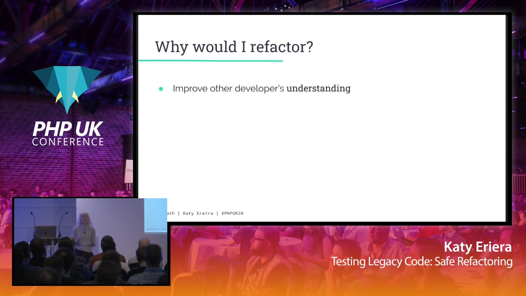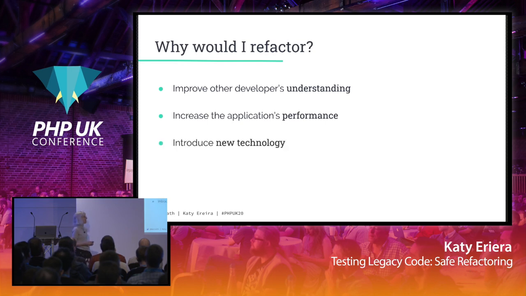To improve other developers' understanding of the code. That improves developer velocity, you get more done. You can also improve the application's performance. So, for example, if you're changing an algorithm slightly, so you achieve the same result but in a more performant manner. You can use it to introduce new technology, for example, upgrading your applications to PHP 7. And it also helps you to better accommodate changes in your code when things are just generally a bit more sane.